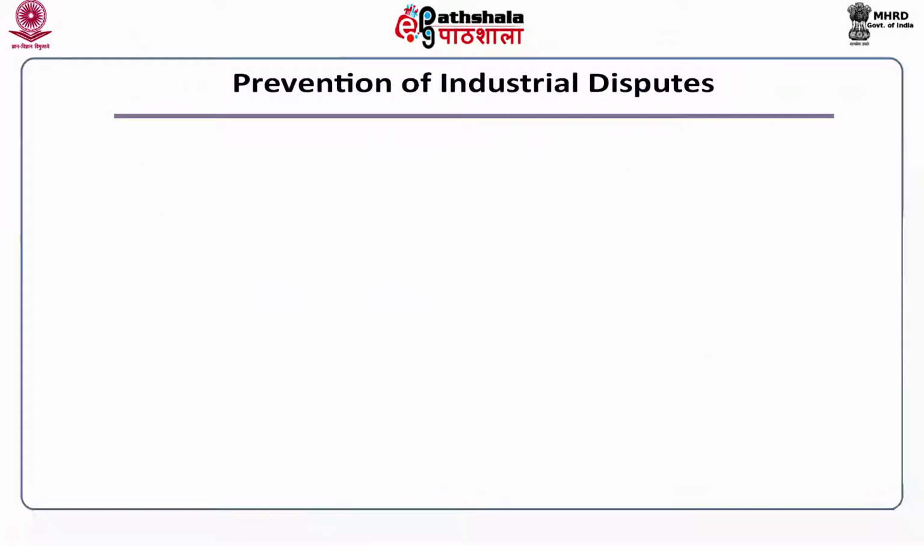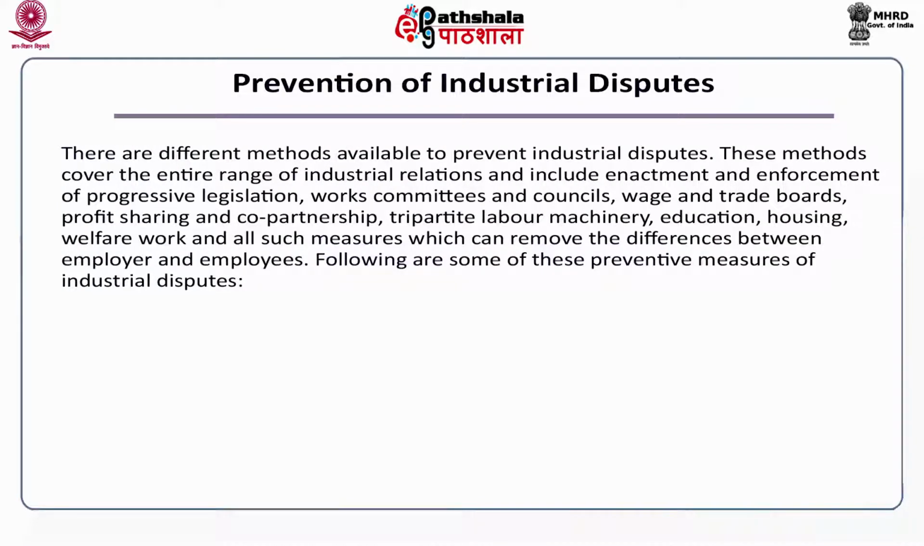Prevention of industrial disputes. There are different methods which are available to prevent industrial disputes. These methods cover the entire range of industrial relations and include enactment and enforcement of progressive legislation, work committees and councils, wage and trade boards, profit sharing and co-partnership, tripartite labour machinery, education, housing, welfare work and all such measures which can remove the differences between the employers and the employees. Following are some of these preventive measures in industrial disputes.